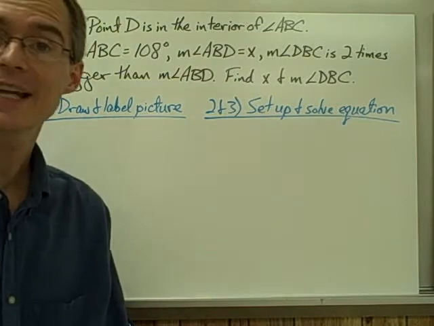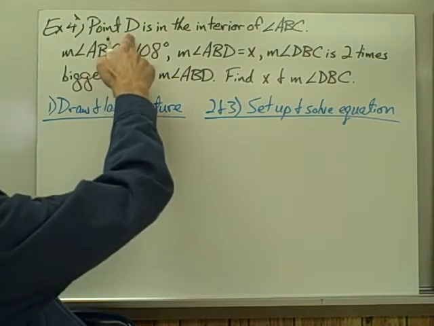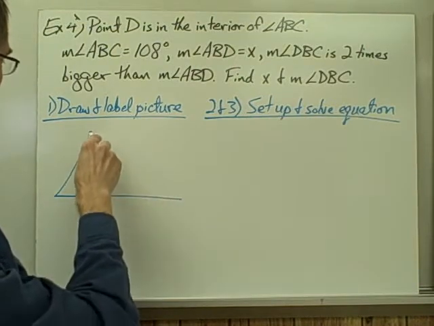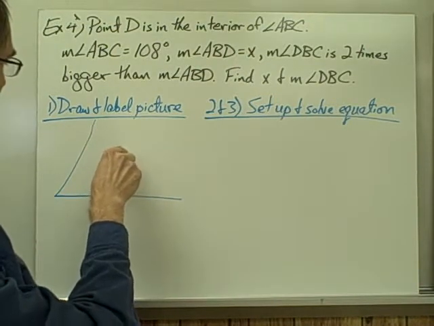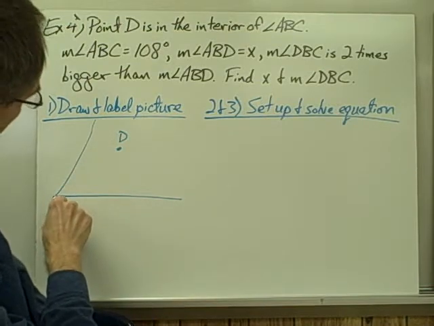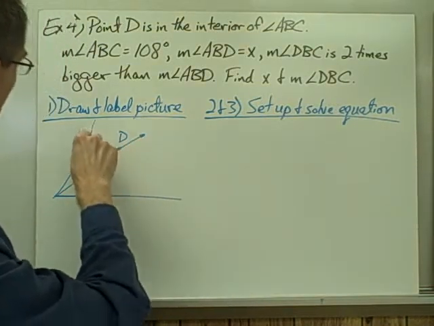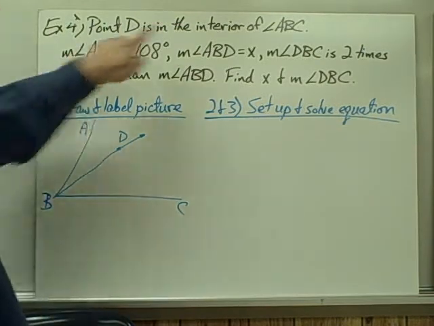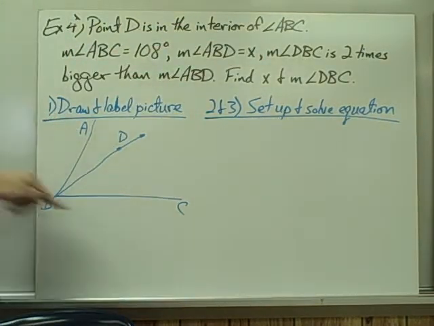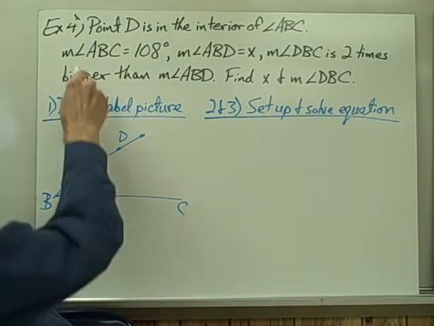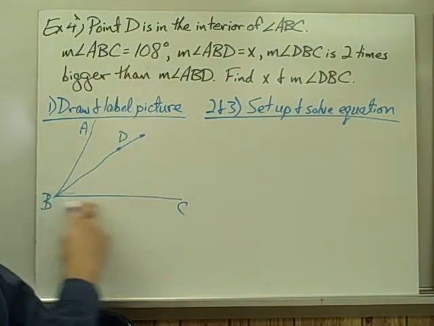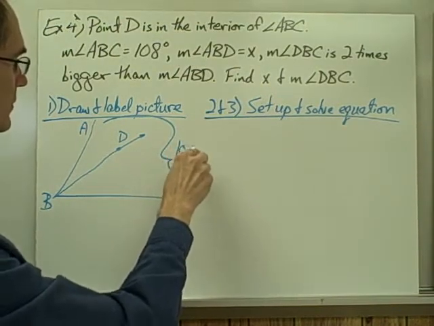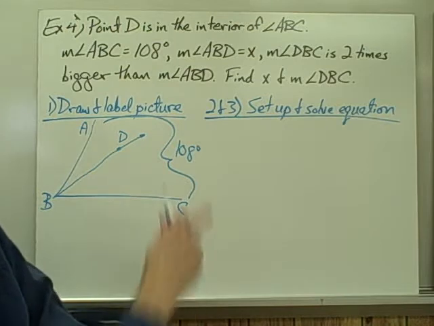First step, I need to draw and label my picture. So I've got point D in the interior of ABC. All right, so that one I think is going to look like the one I've been using before. Point D right here. Draw my ray here. I'll call this A, B, and C. So now I've got point D in the interior of angle ABC, okay? Measure of angle ABC is 108 degrees. So again, that's this large angle is 108 degrees.